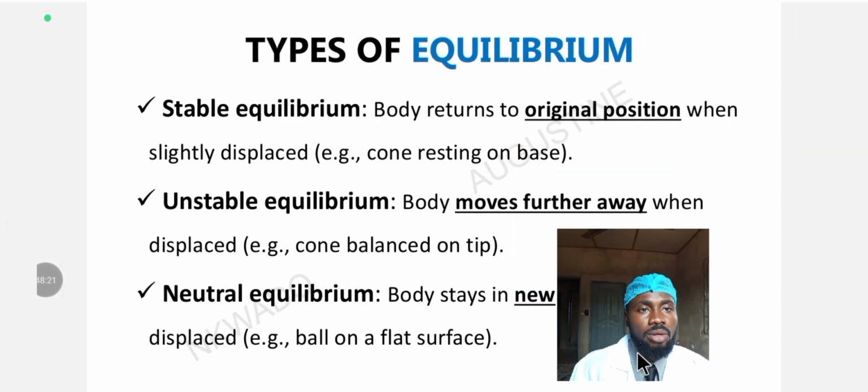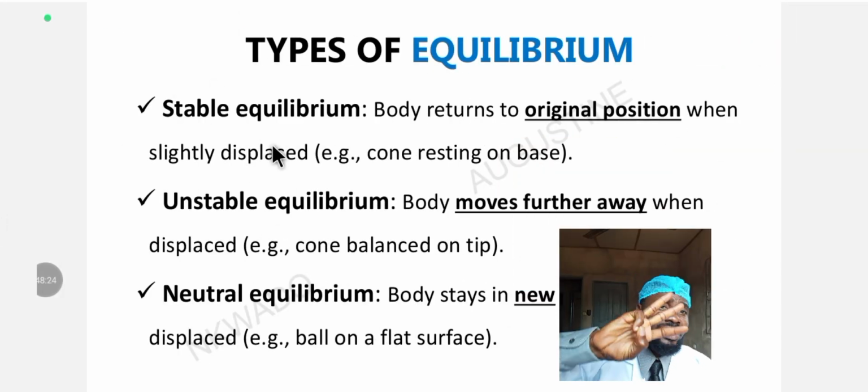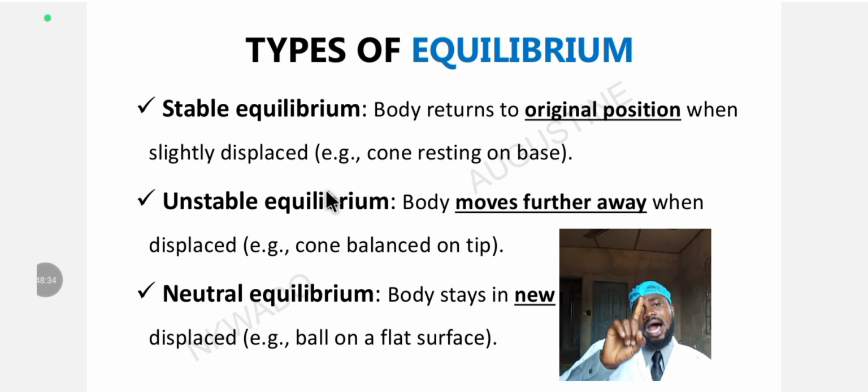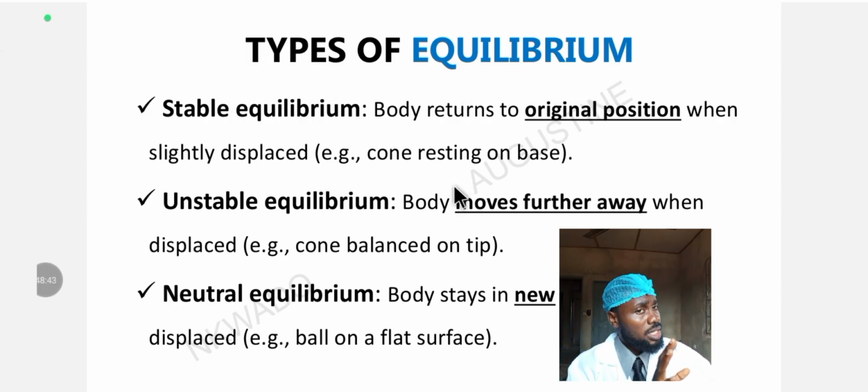Types of equilibrium. What are the types of equilibrium? We have 3 types of equilibrium in physics. Remember, we also have other types of equilibrium in chemistry, like the static equilibrium and the dynamic equilibrium. That's for chemistry. Here for physics, we have 3 types, because we are talking about physical equilibrium, not chemical equilibrium. We have stable equilibrium, unstable equilibrium, and neutral equilibrium.